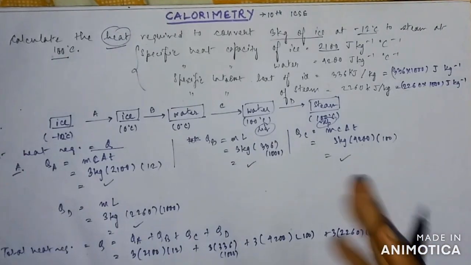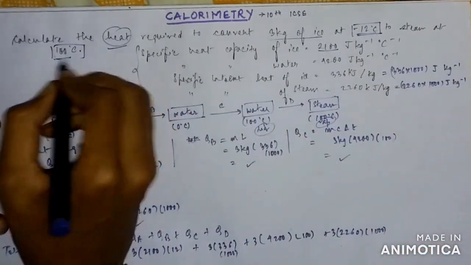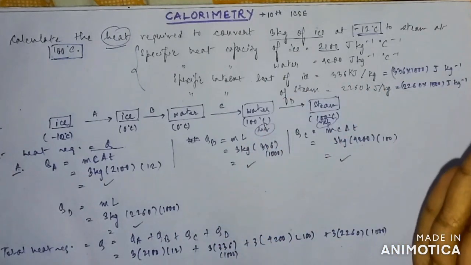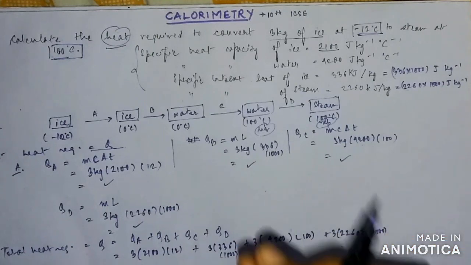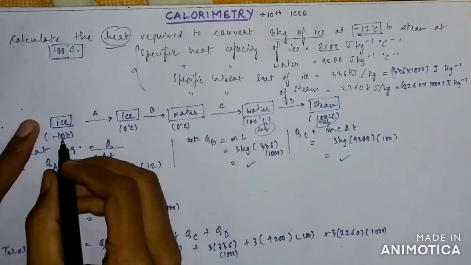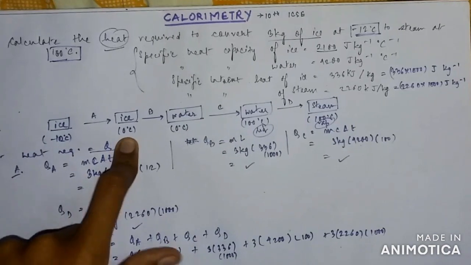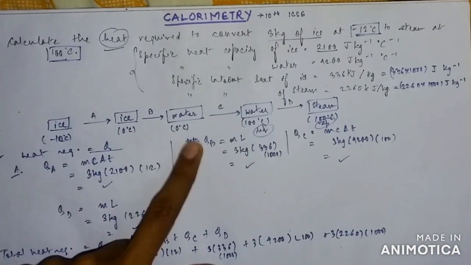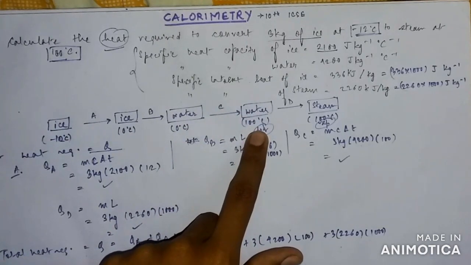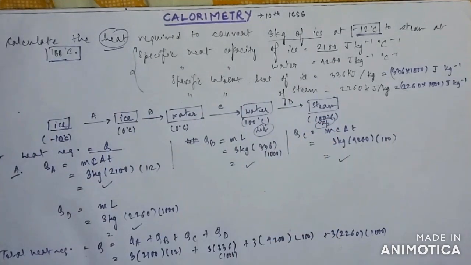So here we see that minus 12 degrees centigrade ice is getting converted to steam at 100 degrees centigrade, and we are required to find the amount of heat energy required to do so. Now see, we need to observe the transformation of ice to steam. Ice at minus 12 degrees centigrade first gets converted to ice at 0 degrees centigrade. Next, ice at 0 gets converted to water at 0. Then water at 0 converts to water at 100, and water at 100 gets converted to steam at 100, and this is the total conversion.